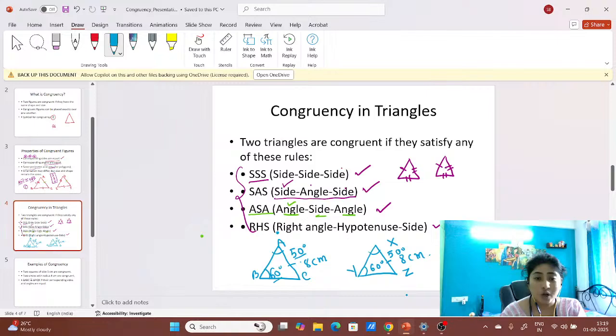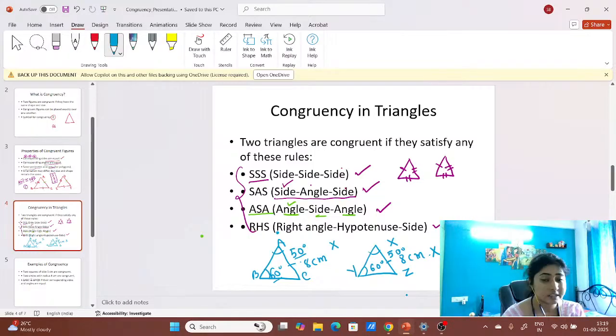Because is this side included between these two angles? This side AC, is it included between angle A and B? It is not, right? And is this side XZ included between angle X and angle Y? It is also not, right? So that's why it cannot satisfy this angle side angle criteria. The side between these two angles should be included. So which are the sides you think should be the same?